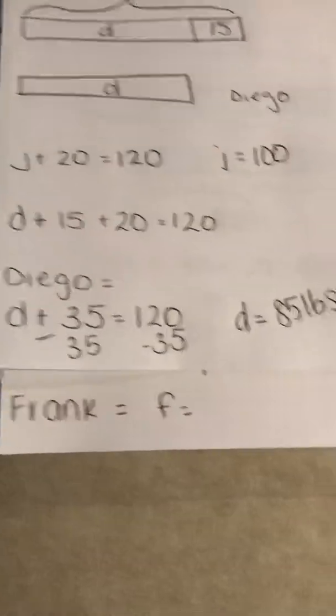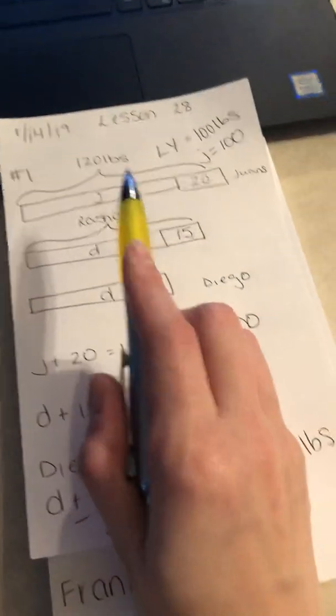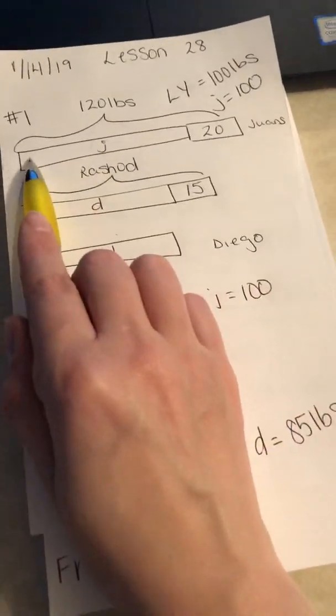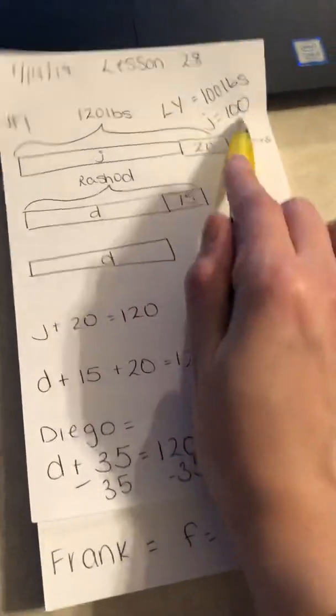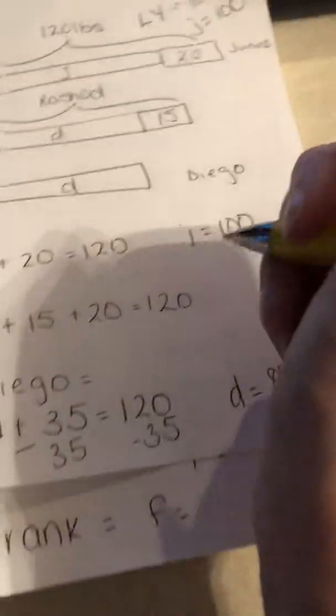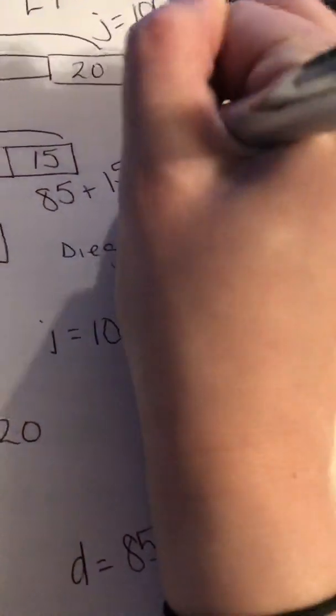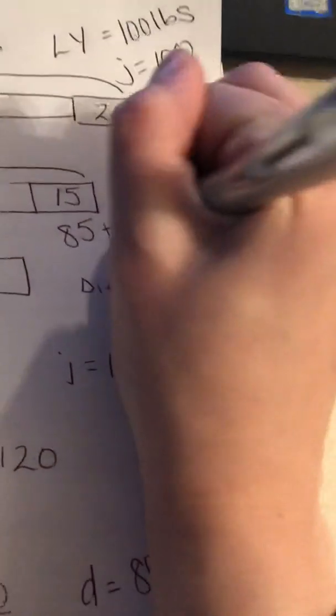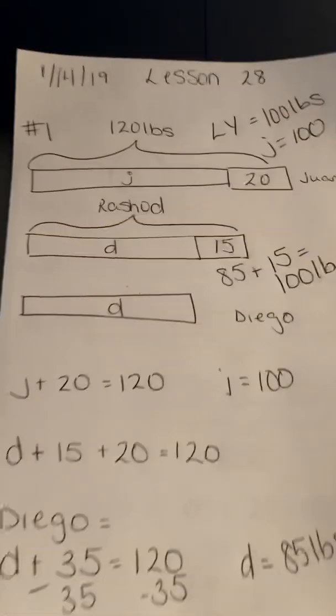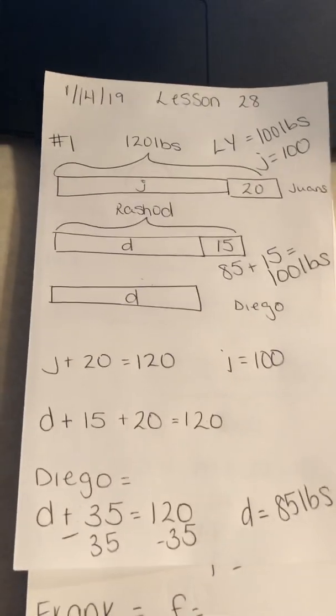pounds. Now, a really good way to double check that is remember that Rashad weighs the same as Juan did last year, and Juan weighed 100 pounds last year. So if I'm double checking this, I can see 85 plus 15, because he weighs 15 pounds more, equals 100 pounds.